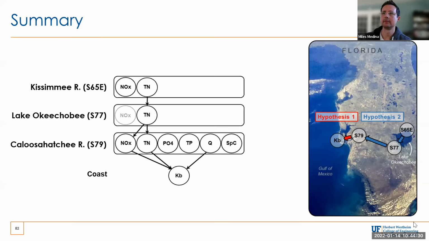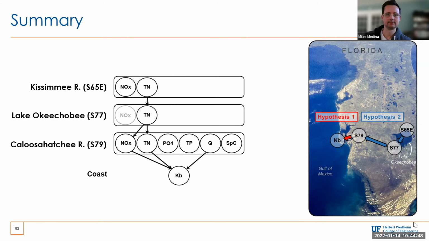All right, so to summarize, we have this causal diagram on the left showing the influence of nitrogen from the Kissimmee Basin to the lake, and then to the Caloosahatchee River, where nitrogen inputs and discharges to the coast ultimately intensify red tide blooms.